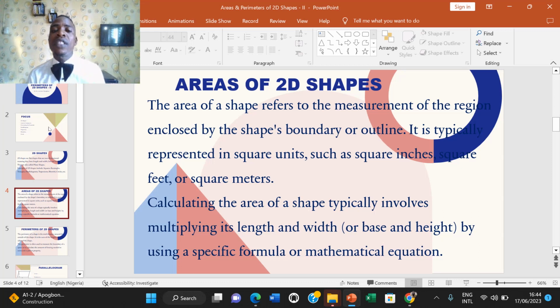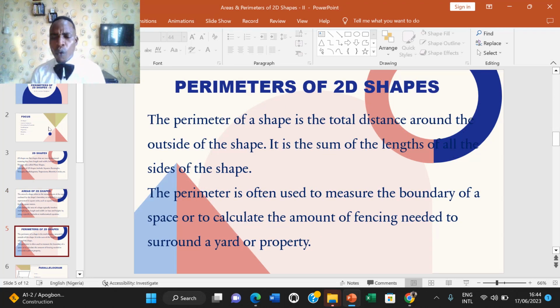It's typically represented in square units such as square inches, square feet, or square meters. In other words, when you find the area of a shape, your answer will be represented as square centimeters or square meters or square inches. Calculating the area of a shape typically involves multiplying its length and width or base and height, but using a specific formula and mathematical equation. And that's what the lesson is focused on.